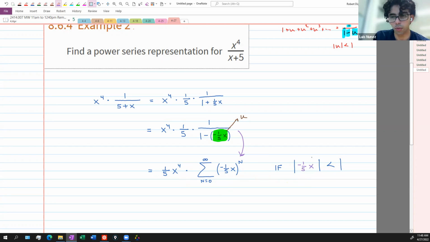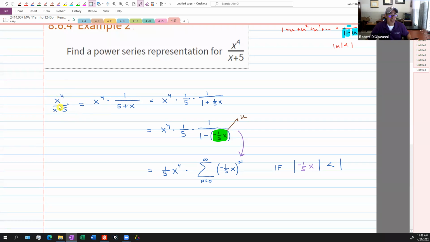Why did we take that out of our summation? Why do we take what out of the summation? The 1/5 x to the 4th. I didn't take anything out of any summation. What I did was take my original expression, x to the 4th over something, and I'm just algebraically pulling things apart. These two lines are equivalent. That's the way fractions work. I could just slide that x to the 4th up top.